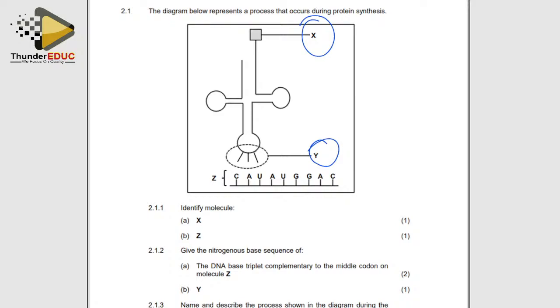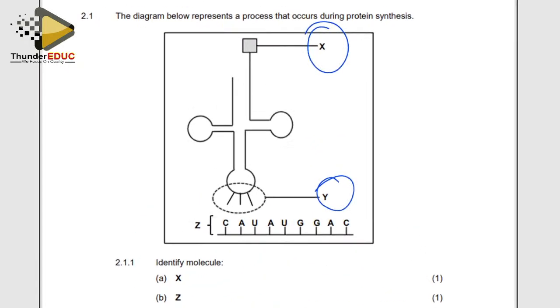As you're answering, I want to give you something here.